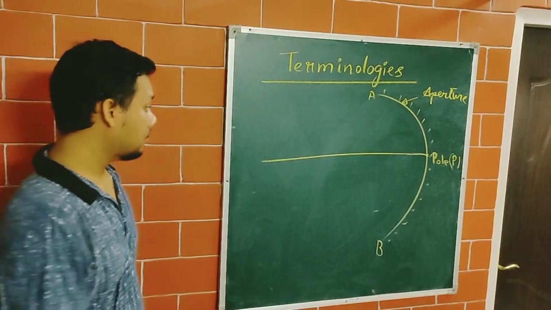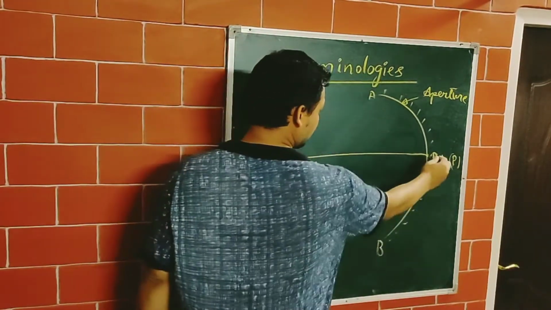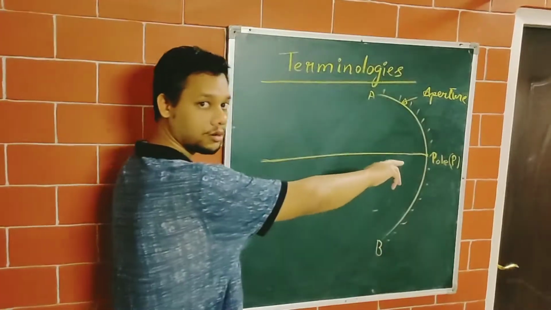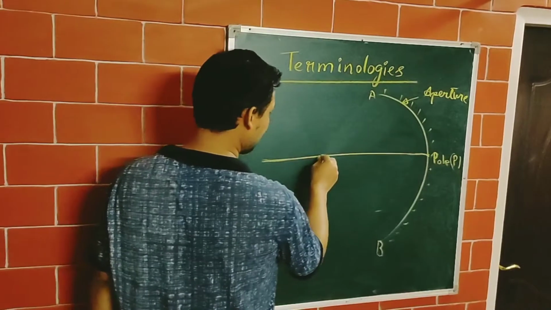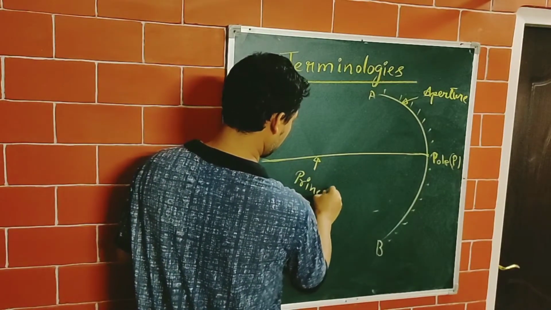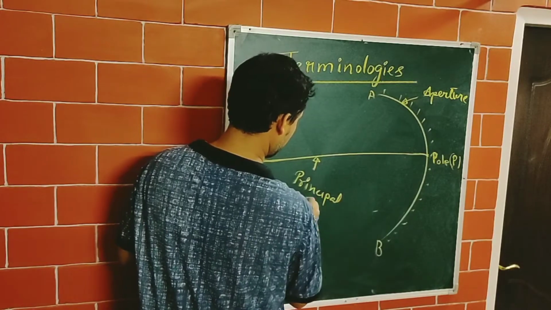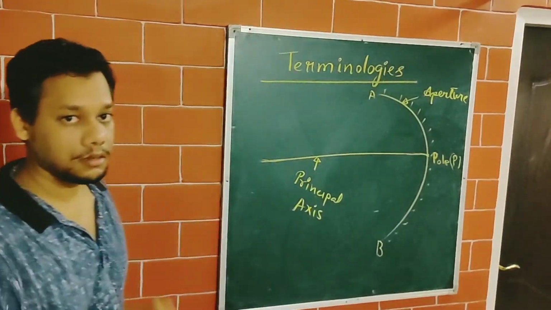Now we will draw an imaginary line. This is the imaginary line. This imaginary line is passing through the pole of the spherical mirror. So this line is called principal axis. Principal axis. Okay.